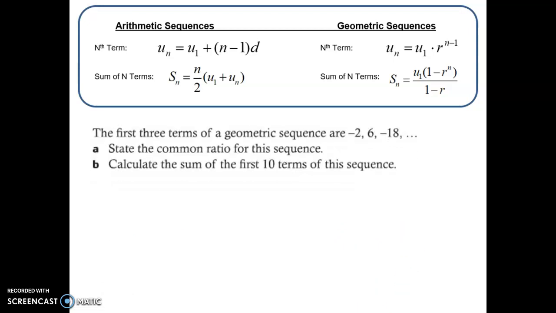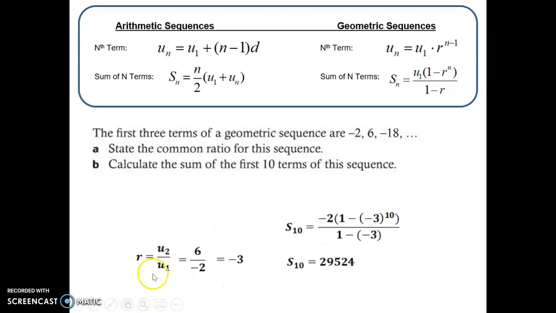Here you have a geometric sequence and we are given the first 3 terms. What is the common ratio for this sequence? Well, you may have said it's -3, and that makes sense. The way to find the common ratio is to take one term and divide by the previous. In this case, to find the ratio, I did u2 divided by u1. You could have also done u3 divided by u2. That common ratio is -3.